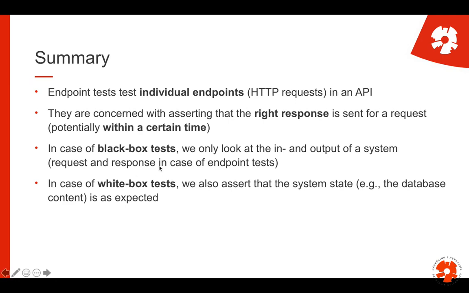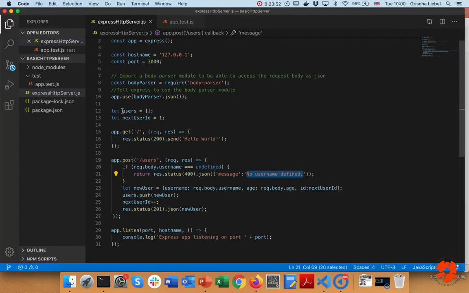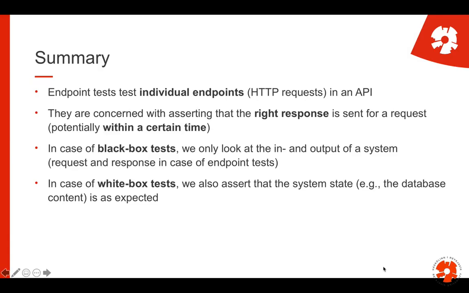If you do black box testing, you only look at inputs and outputs, request and response, exactly like we did right now. If we wanted to do white box testing, we would also have to check that the system is in the correct state. So for example, if we go into our code, we would have to check that the array and the next user ID are set correctly afterwards. This is something we didn't do here. This is also something that is not that straightforward, because you somehow need to have access to the system, even if the variables are hidden from you or so.